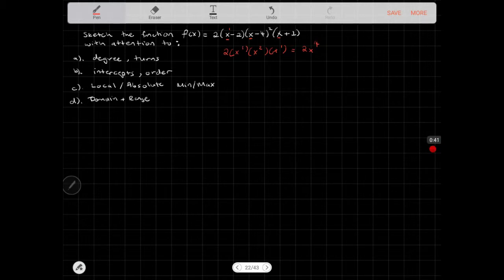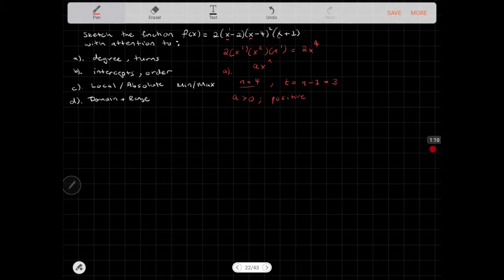Okay, so this tells us a few things. You can think about your leading term as ax^n. Your degree here, n, is equal to 4. So your degree is 4. This tells us that the maximum number of turns, which are the points of extrema, should be n - 1, so it should be equal to 3. This also tells us a is greater than 0, so it's positive.